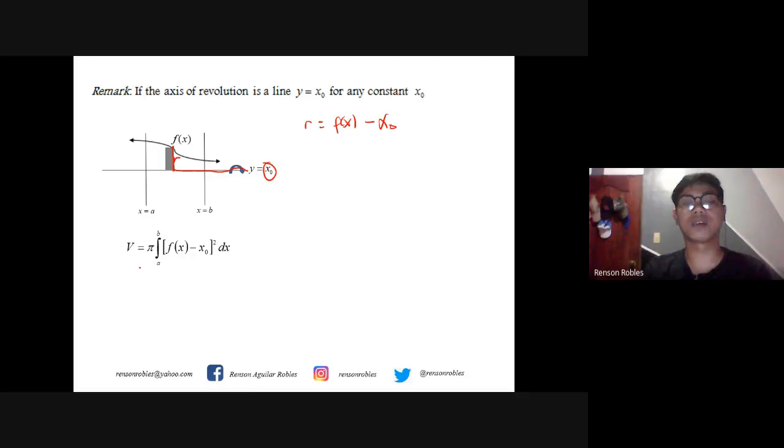And then the volume is equal to pi integral of (f of x minus x sub 0) squared dx evaluated from a to b.